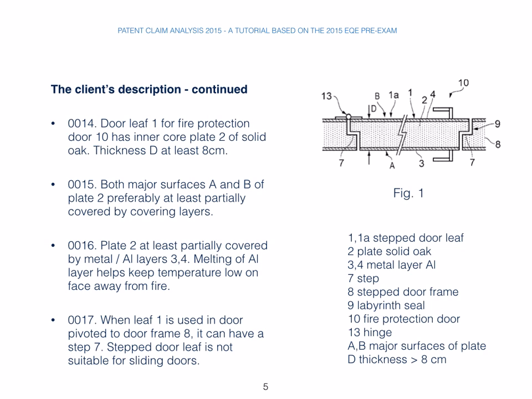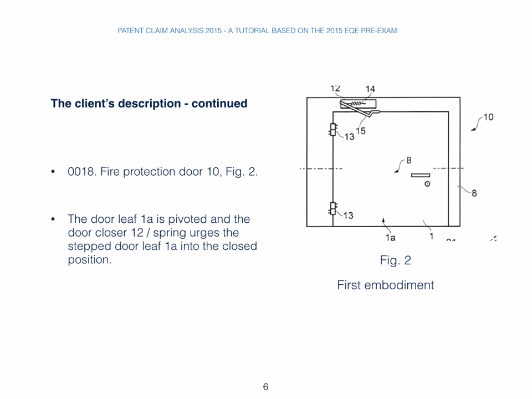Paragraph 17, turning over the page in the client's letter, states that when a door leaf is used, pivoted to a door frame 8, it can have a step 7, which you can see in the drawing, and it says that a stepped door leaf is not suitable for sliding doors. I turn over now on the slide for figure 2, which is the first embodiment of the invention.